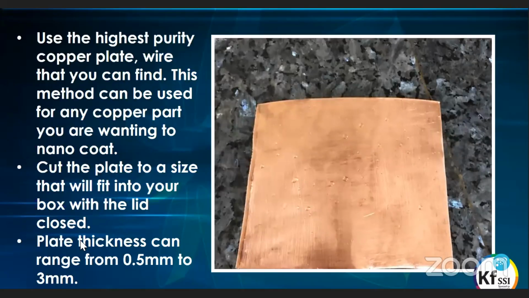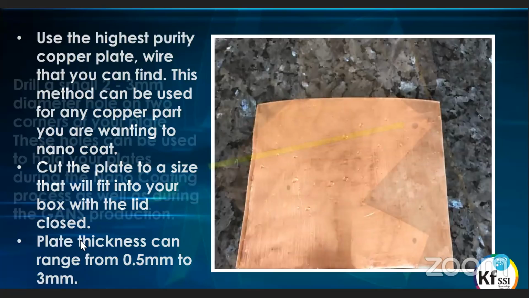Okay, so if you've got your copper, whether it's your copper plates or your wire coils that you want to nano layer, or even your little spinning devices, you need to make sure that they're of the highest quality and purity of copper. Cut them to a size that's going to fit into your box with the lid closed. And your plate thickness can vary. If you're making plates for your Gans materials, it can vary from 0.5 mm to 3 mm. The thickness is not important.